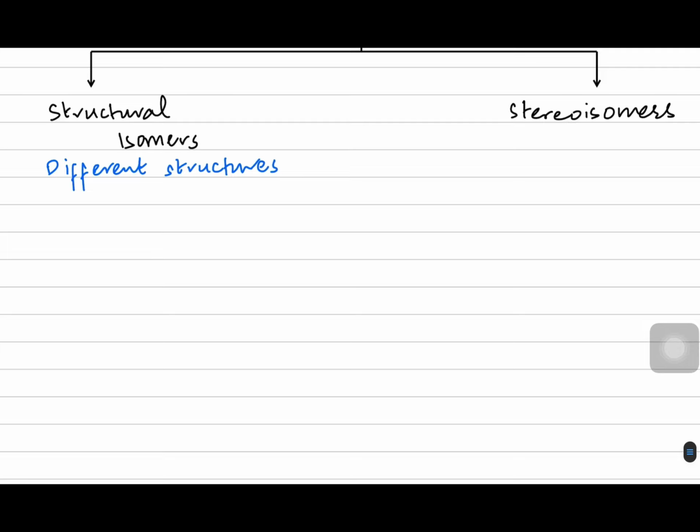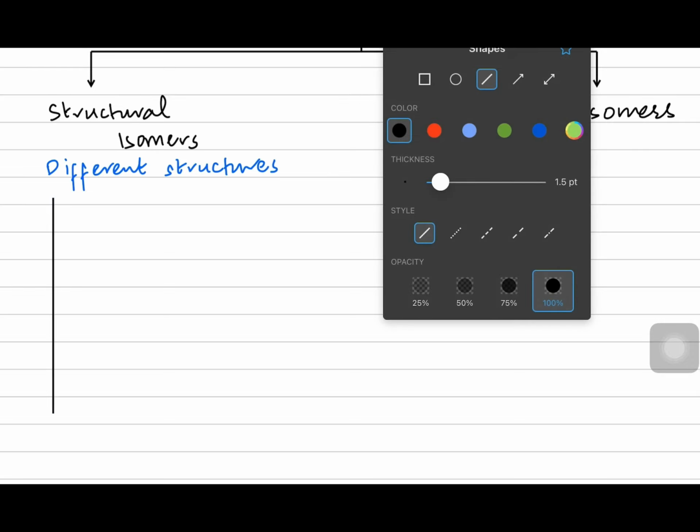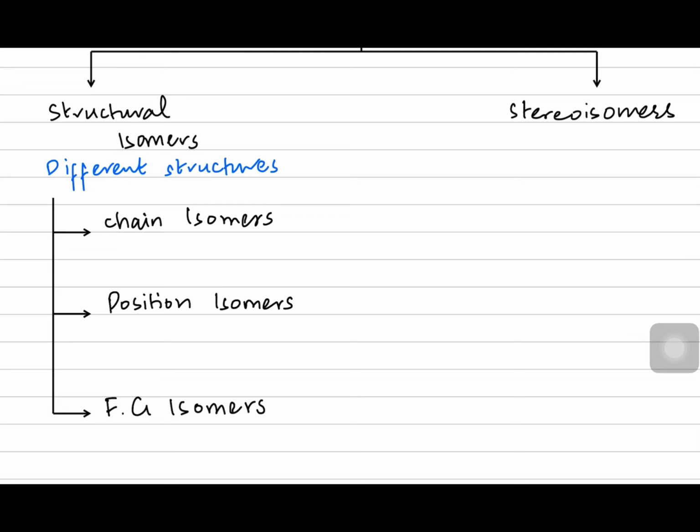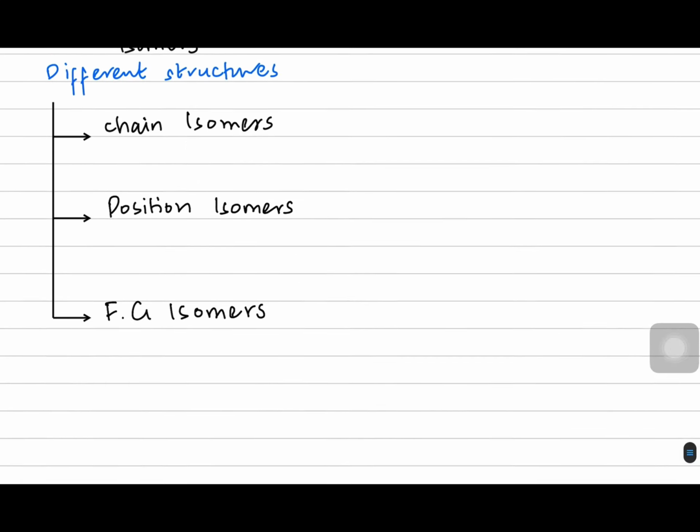There are 3 categories of structural isomers. Let's continue our flowchart. Number 1 is chain isomers. There is position isomers, and there are functional group isomers. Let's talk about these isomers and compare them to understand how these are different and what they mean.